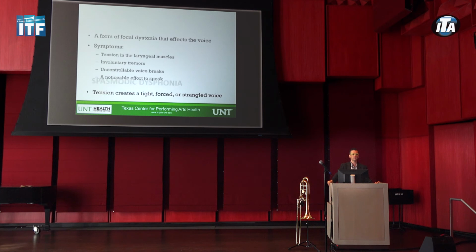Spasmodic dysphonia is a form of focal dystonia that affects the voice, larynx specifically. It causes tension in the laryngeal muscles, involuntary tremors of the vocal cords, uncontrolled voice breaks, and it just sounds difficult to speak. It doesn't cause pain, it just makes it difficult to speak. It has a noticeable effort. Essentially the laryngeal muscles cause the vocal cords to either tremor open or tremor shut, and it makes this kind of tight, broken, choppy voice.